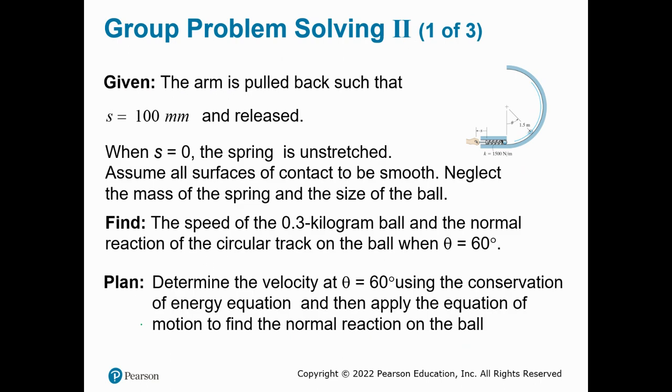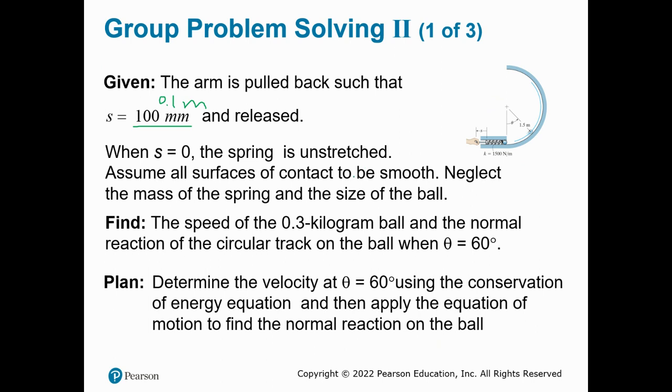Okay, one last example. I have a spring that can be pulled back apparently to launch this ball. Okay, and then we're pulling back the spring by S right here. We pull back the spring 100 millimeters, or 0.1 meter. Okay, and then we release. When S equals zero, the spring is unstretched. So that means when it's 100 millimeters, that is the length the spring is being stretched.